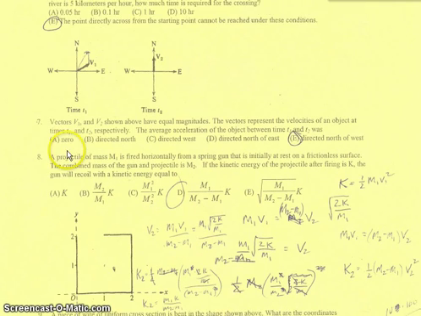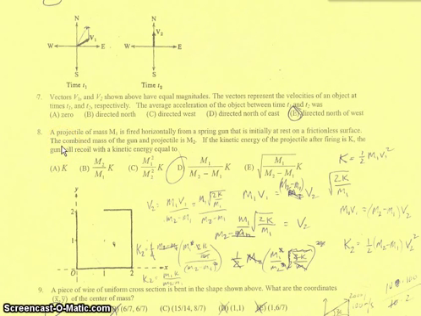Number 8, we had a projectile that was fired from a gun. So this one was a little tricky. I looked at it in terms of, here was my kinetic energy of my projectile, with m1 being the mass of the projectile, v1 being the velocity of the projectile.